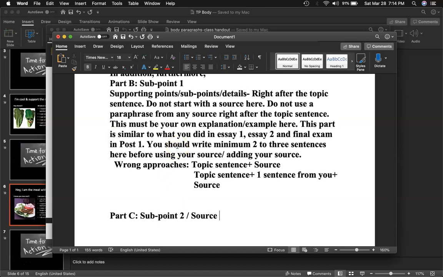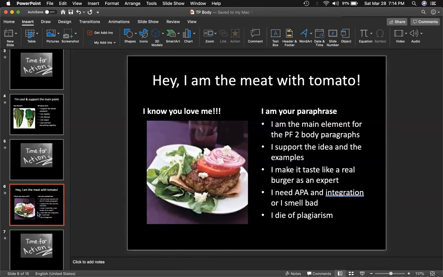All right. So if you use sub point 2, again, normal, just go in addition. Moreover, bring your sub point 2 and then use the source. If you are using source here, just go to the source. Okay. Now, whenever you use the source, this is your paraphrasing part.